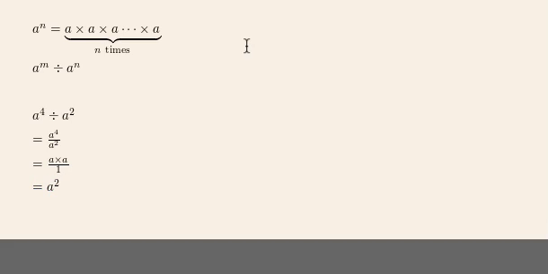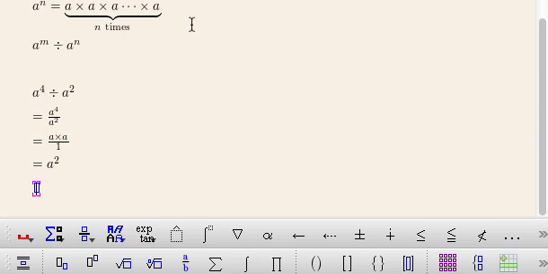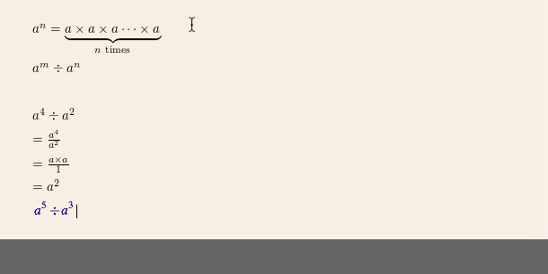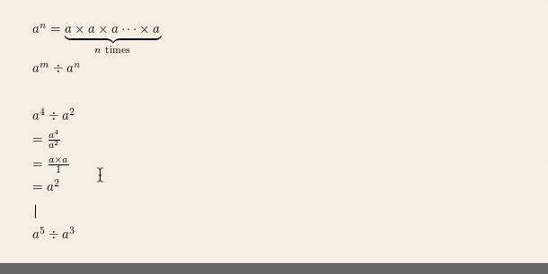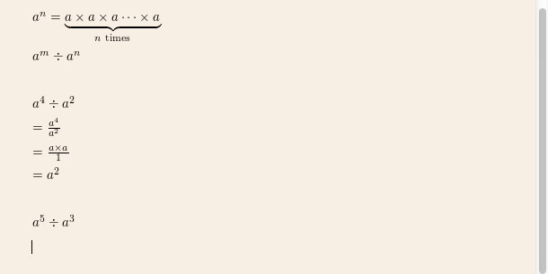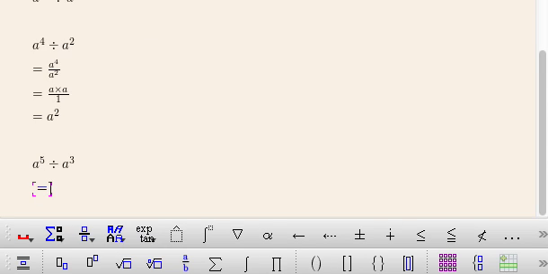Okay, now let's try another example. Let's try a to the power of 5 divided by a to the power of 3. How would we do this? We would do it using the same way we did before. So first, we rewrite it as a fraction. So this is equal to a fraction where the numerator is a to the 5 and the denominator is a to the 3.